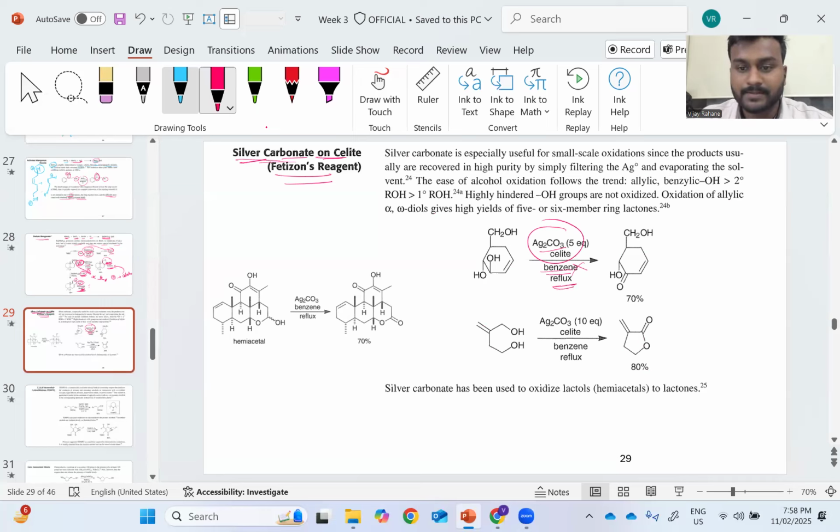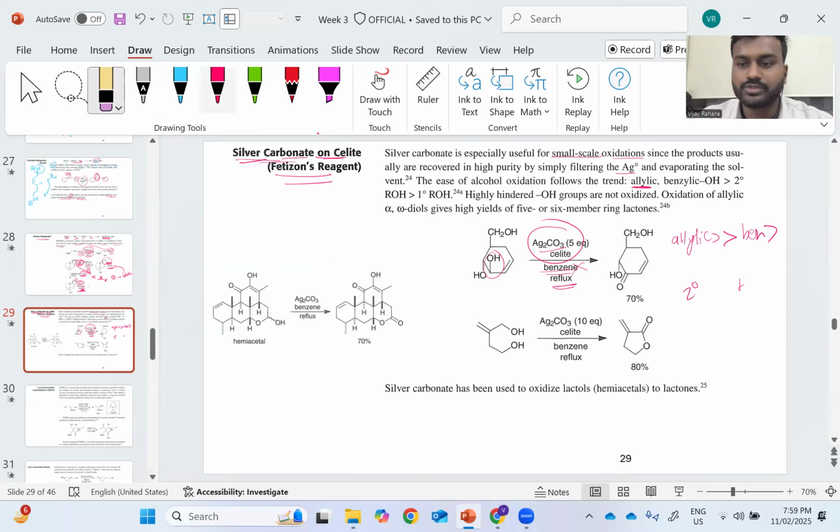So this gives the formation of this oxidized product with silver carbonate, especially for small scale oxidation. And because the purification was easy, as they mentioned, followed by the oxidation, it follows the trend, which is allylic oxidation reactivity higher. So if you have allylic, then benzylic, followed by the secondary, then primary, right? Primary alcohol.